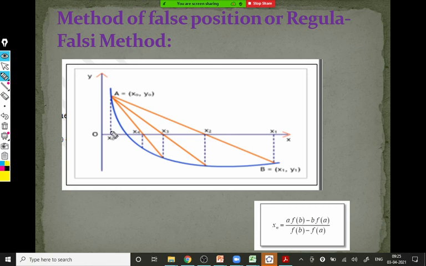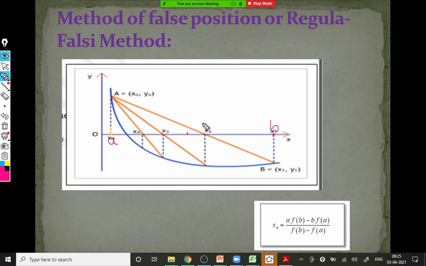If you observe how bisection works first, suppose this is the point A and this is the point B. Bisection directly divides this interval at the midpoint, (a + b)/2. Then we check whether f of x1 is positive or negative, and then we go to this part or that part of the interval. So we reduce the search interval by half and continue there.